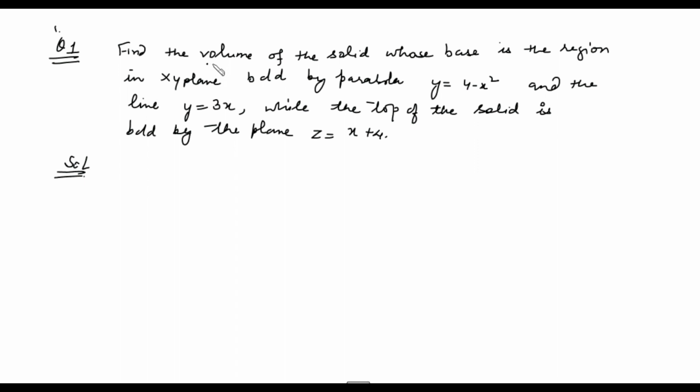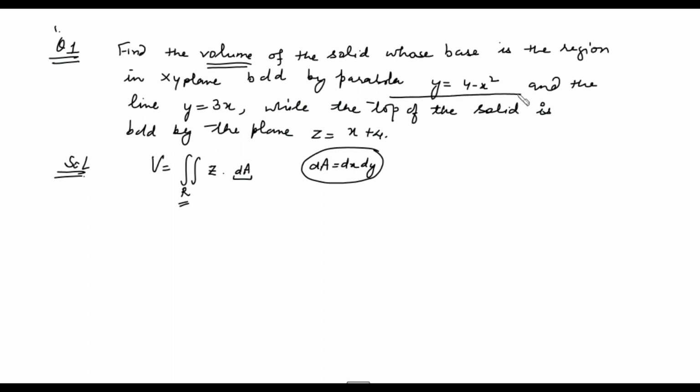Now since we want to find out the volume, and we know that volume by using the double integral is the double integral of z with respect to the area, where dA is dx into dy over the region which is given to us. So here the region is bounded by the parabola and the line y is equal to 3x, right? So now just see.